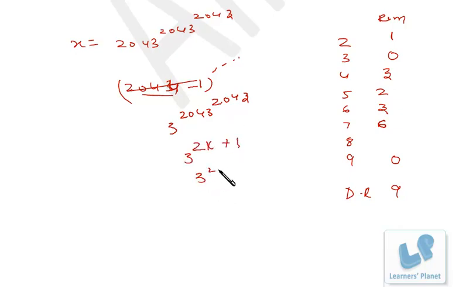So that's 3 raised to 2k into 3, so that's 9 raised to k into 3, right? Now 9 is what? 8 plus 1. So if you divide it by 8, the remainder will be what? 1 raised to k. Now it doesn't matter whether k is even or odd because we have the positive 1, right? So the remainder is 1 into 3. So the final remainder is 3 only. Okay, I hope you are getting me. So in each case we have found the remainders.